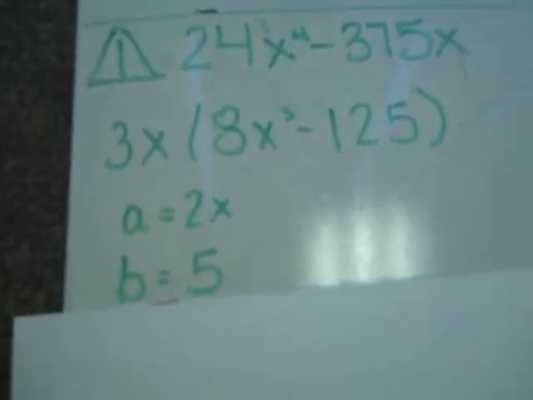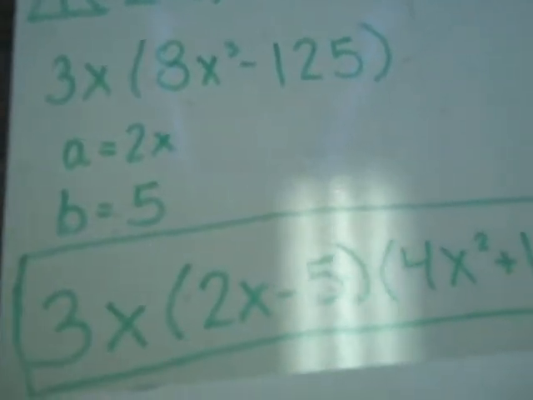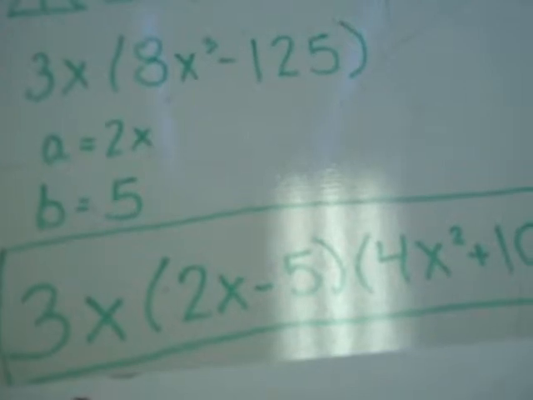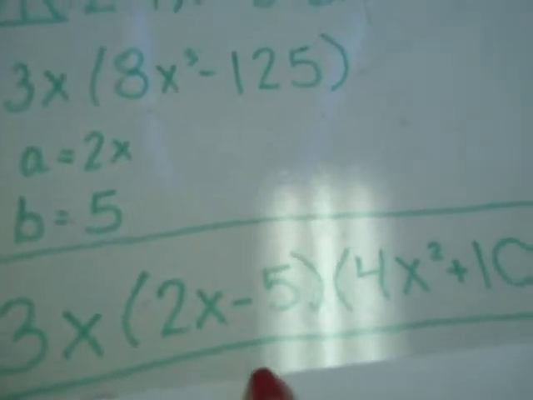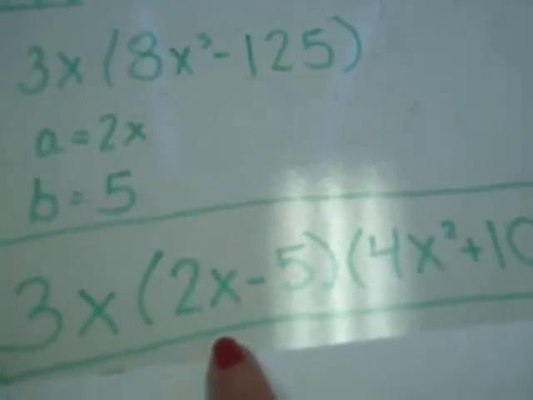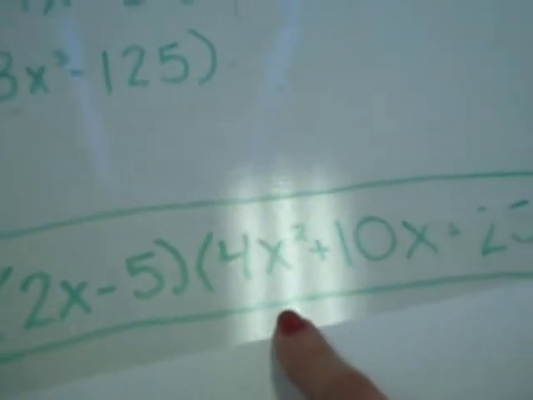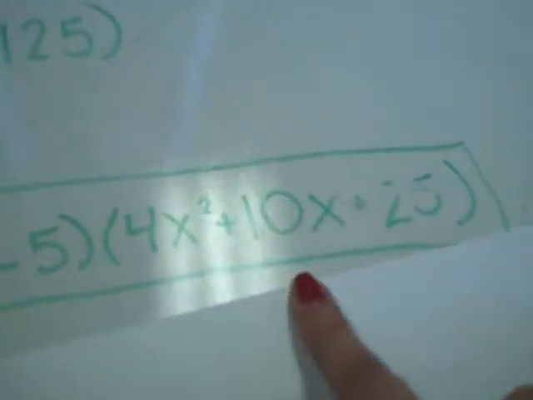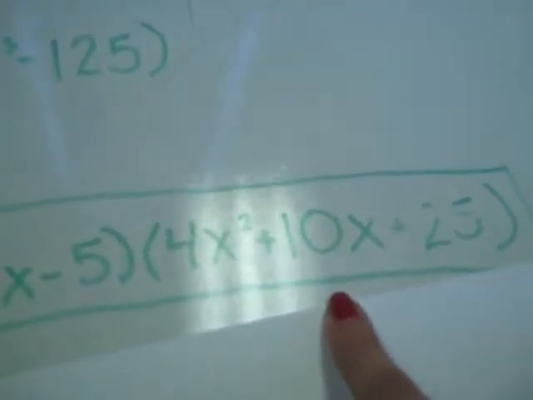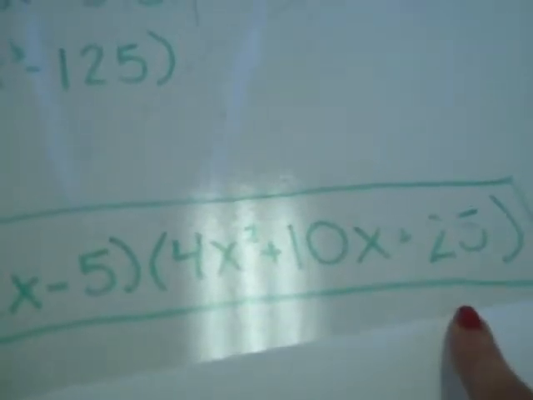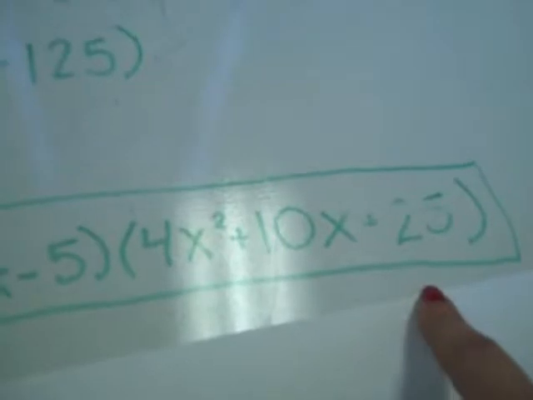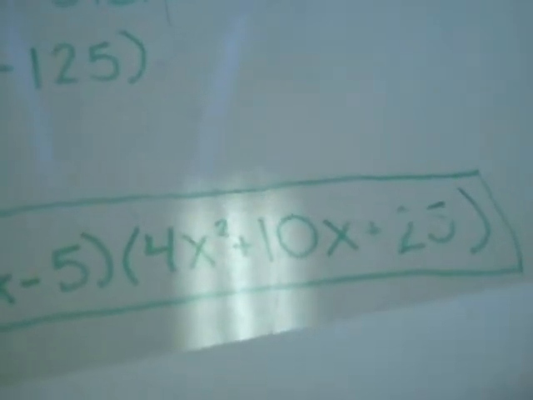Then, plugging it back into our simple equation as before, we have, of course, the greatest common factor, 3x, and then a minus b, so 2x minus 5, times 4x squared, so a squared, plus a times b, which is 10x, plus b squared, which is 25, and this will give you your answer.